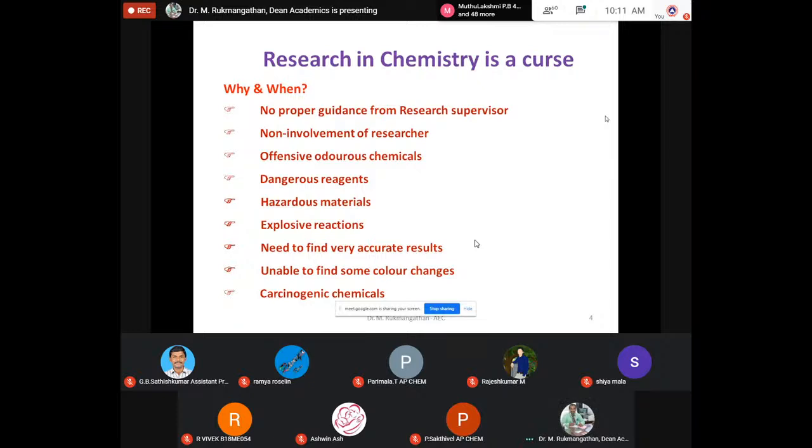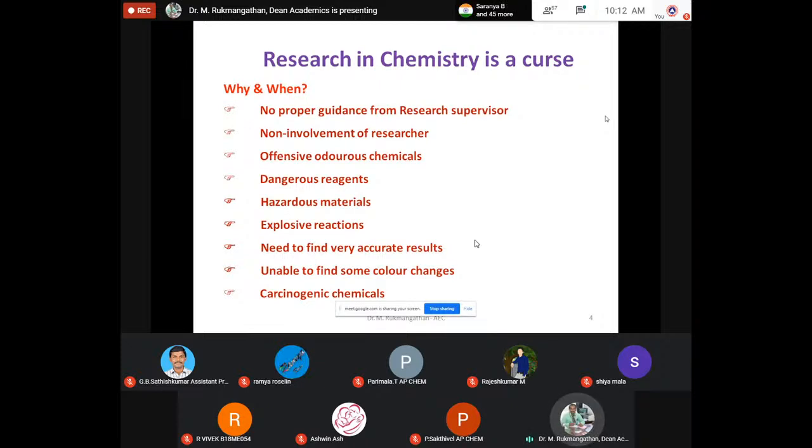Not only that one, while doing the research work in chemistry related areas, we have to handle offensive odorous chemicals. Sometimes we have to handle dangerous reagents. Of course, sometimes hazardous materials may affect our health. Some of the reactions carried out in the chemistry research laboratory may be explosive by accident and may threaten our life. In addition, during the research work of chemistry, we have to find out very accurate results. But some of the people who are having color blindness may be unable to detect the exact color changes during the course of the reaction.